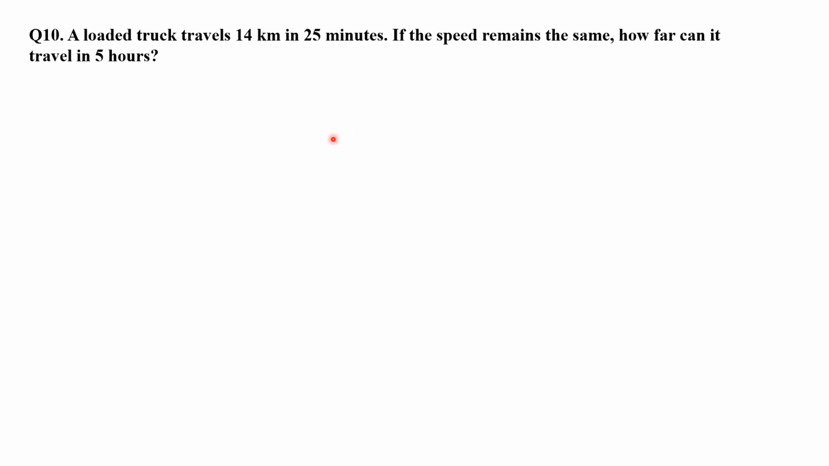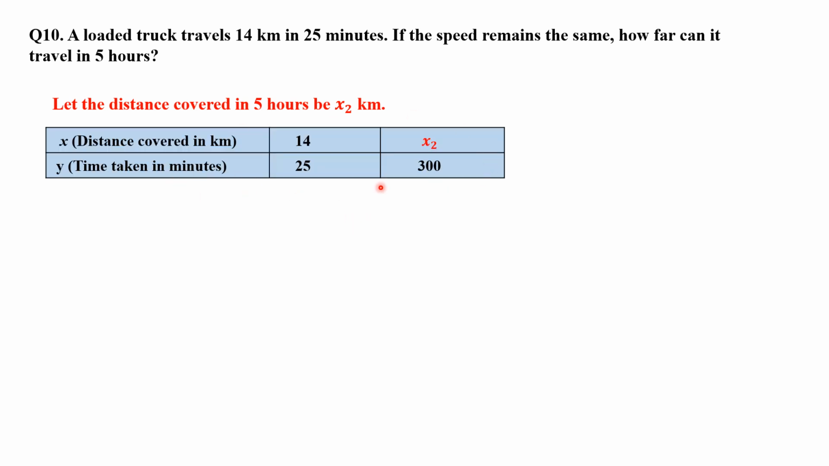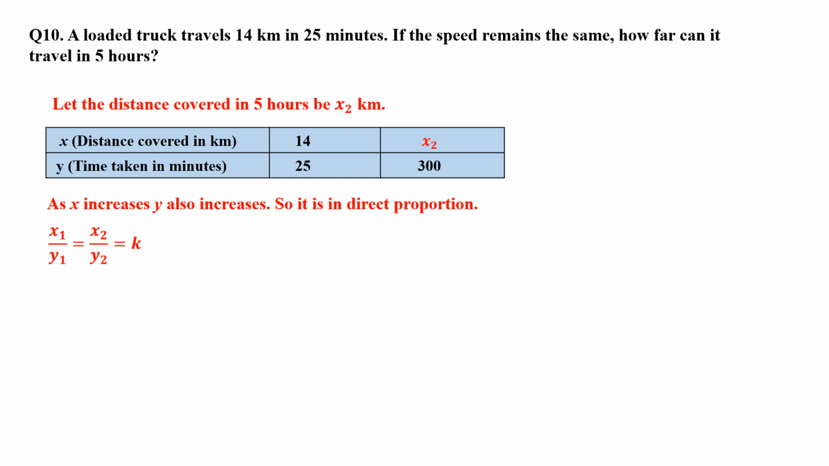So here first I am going to assume that let the distance covered in 5 hours be x2 kilometer, and then I'll put it in the table form. As I have already seen, when the distance covered is more, time taken will also be more. So it is a case of direct proportion. So as x increases, y also increases, and we know that when it is in direct proportion, the ratio will be constant. So now I'm going to put the values and solve it.